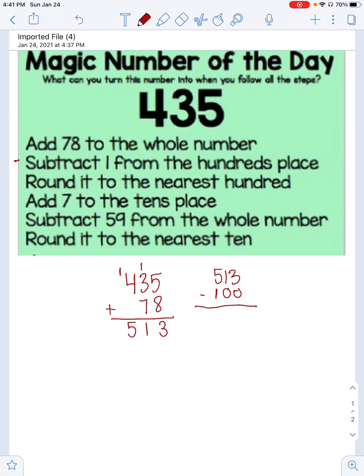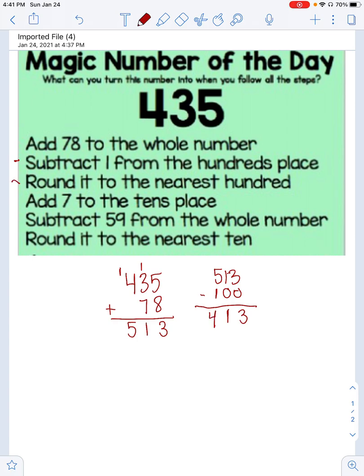To subtract. All right, 3 minus 0 is still 3. We didn't take anything away. 1 minus 0, again, still 1 because we didn't take anything away from it. And then 5 minus 1 is 4. Okay, now I'm at 413.